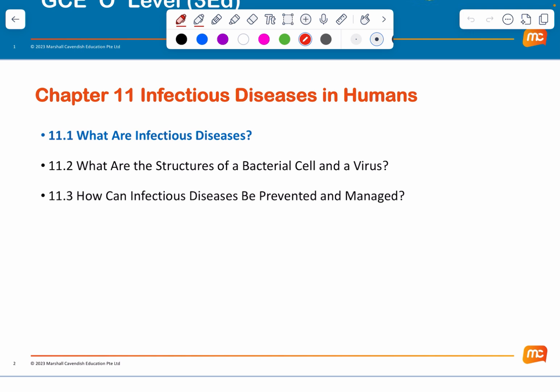Now, if you are taking the combined bio or science bio, 11.2 is not covered in your syllabus, so you can actually skip that segment lah.